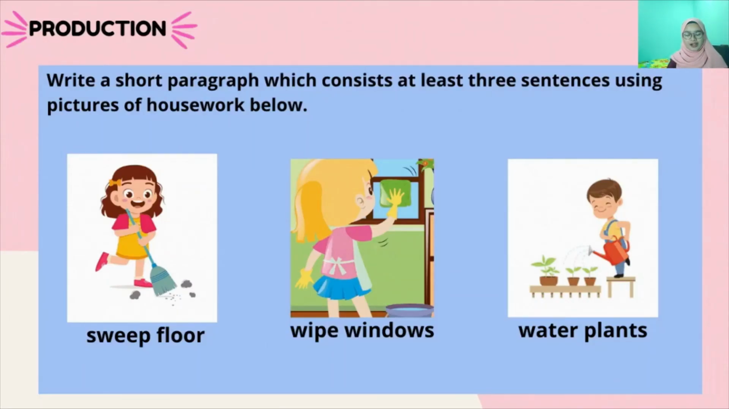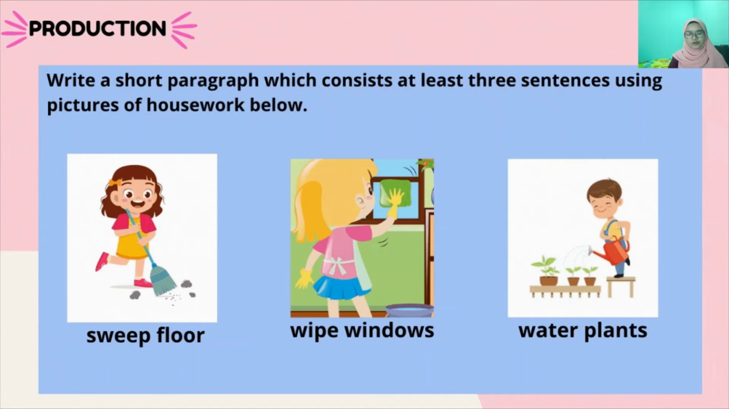Now we are at production stage. For this stage, you have to write a short paragraph which consists of at least 3 sentences using pictures of housework below. So, you need to use these 3 pictures of housework in order for you to write a short paragraph. You may look at the reading text on page 18 in Students' Book Get Smart Plus 4 and use it as your reference, as your guidance on how to write a short paragraph.